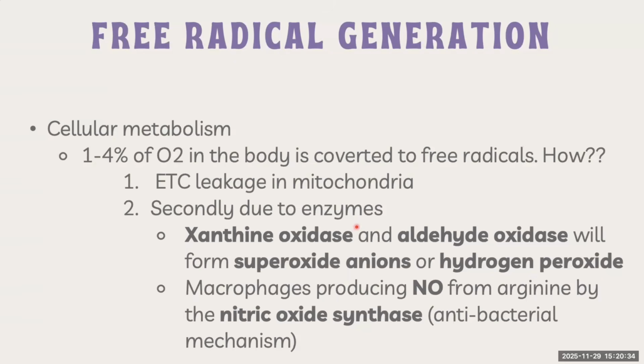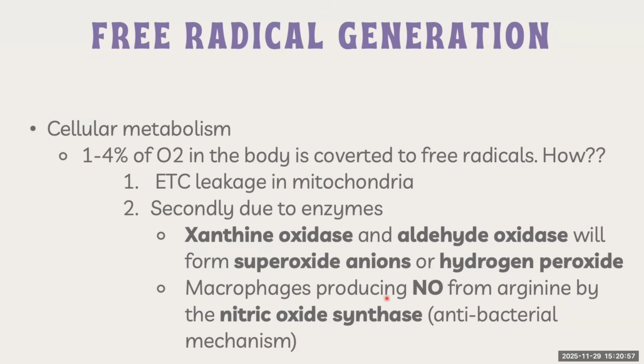Next, as we said, secondly, we have the enzymatic production of free radicals. Let's start off with xanthine oxidase and aldehyde oxidase. They are involved in nucleic acid and aldehyde metabolism, respectively. They will convert their substrate into products, and while doing so, they will generate superoxide anions and hydrogen peroxide as byproducts. We mentioned this earlier as well regarding xanthine oxidase.